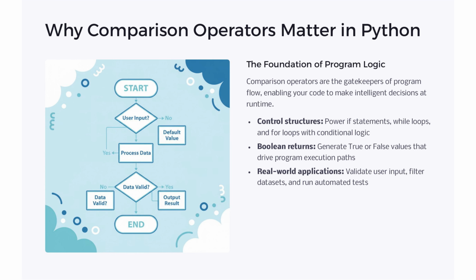Comparison operators are crucial in Python, forming the backbone of program logic. They enable intelligent decision-making by powering control structures like if statements, while loops, and for loops. These operators return Boolean values, guiding execution paths. In real-world applications, they validate user input, filter datasets, and facilitate automated testing.